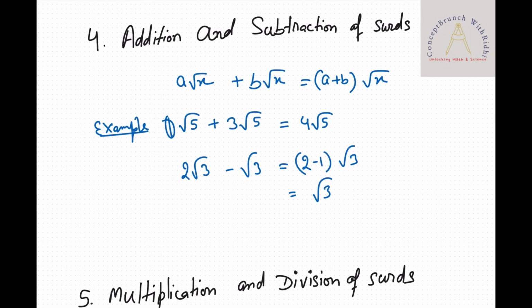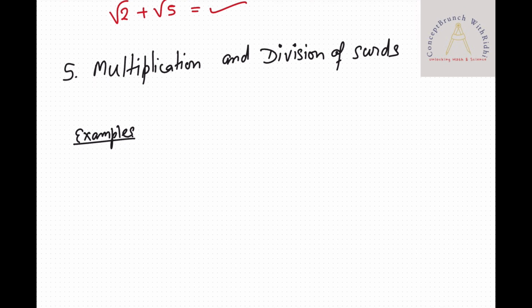Okay. But if surds are different, for example root 2 and root 3, they can't be added or subtracted. For example, root 2 plus root 5, we can't add them. Okay. It's just the same thing. Okay. Next, multiplication and division of surds.